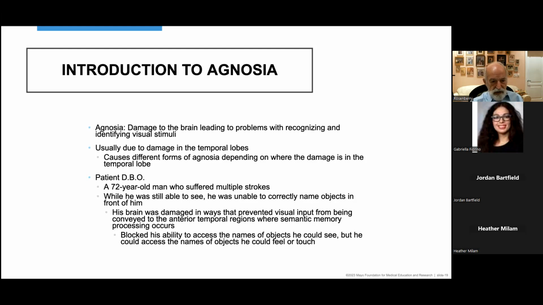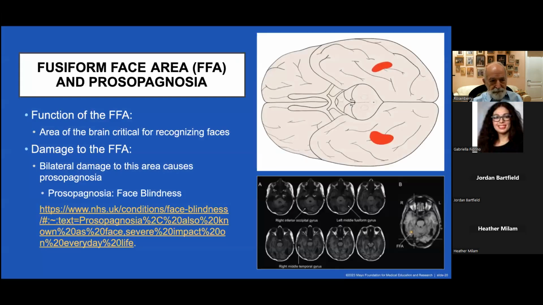DBO was a 72-year-old man who suffered multiple strokes, and while he was able to see, he was unable to correctly name the objects in front of him. And we had a preceding slide that described his malady a little bit. Next slide.